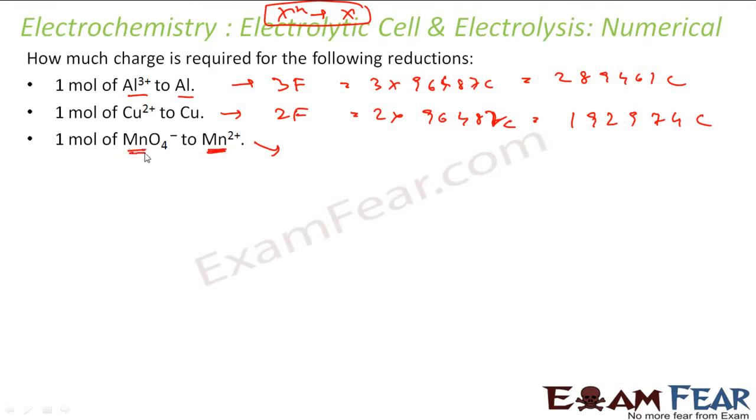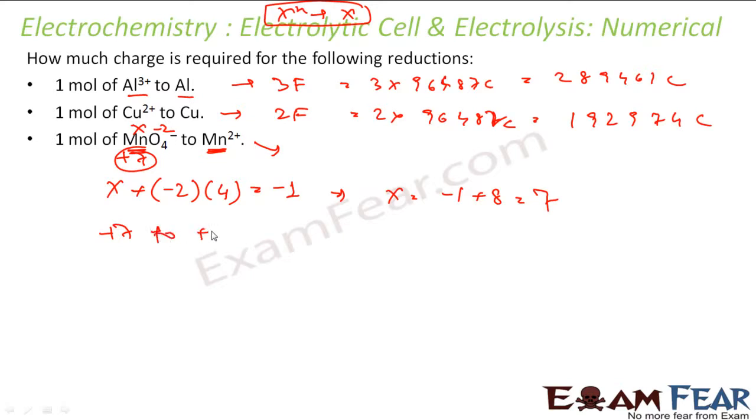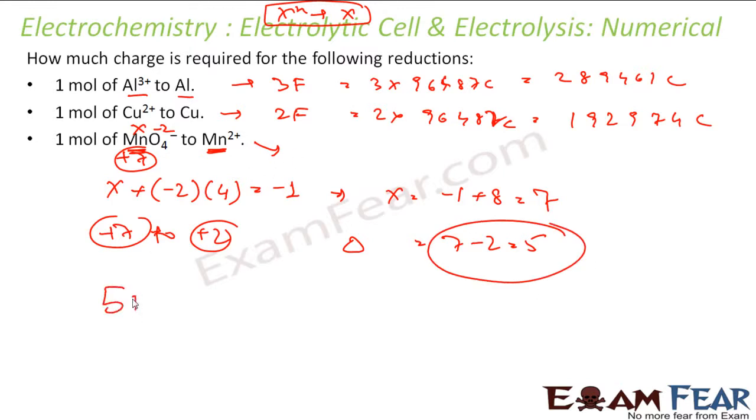Here also if you see MnO4- to Mn2+, oxidation number of Mn is 2 here. Here if you find the oxidation number, Mn oxidation number will be, let's suppose, X plus oxygen there 4, so minus 2 into 4, because oxidation number of oxygen is minus 2, total charge is minus 1. You solve, the value of X is minus 1 plus 8, that is 7. So oxidation number of Mn is plus 7. So it is going from plus 7 to plus 2. So the change is what? 7 minus 2, that is 5. Since there is this 5 electron change, that means 5F charge is required to reduce 1 mole of MnO4-, right?